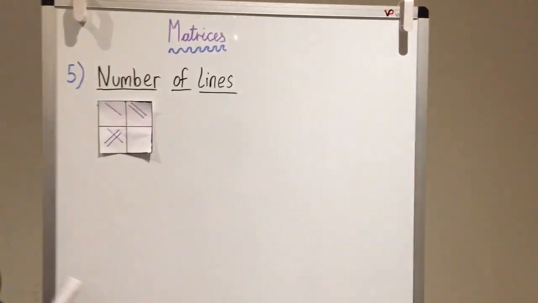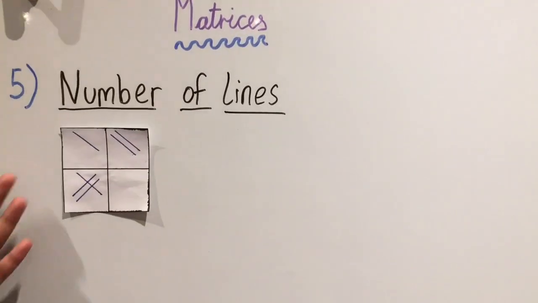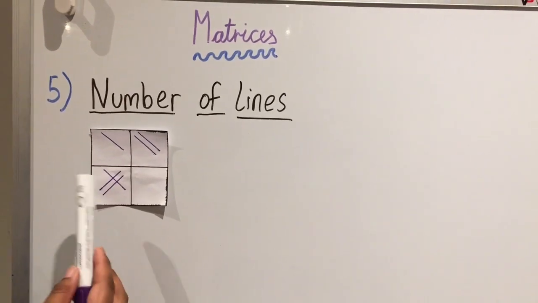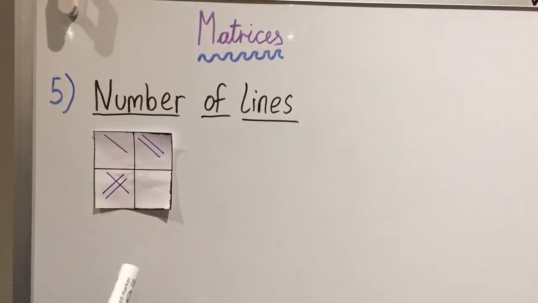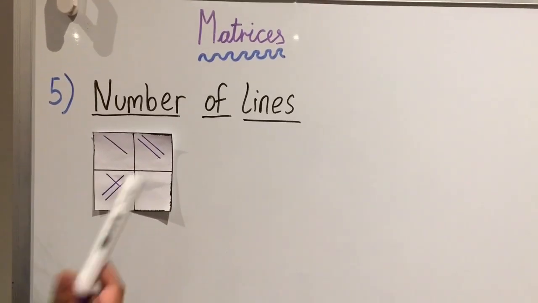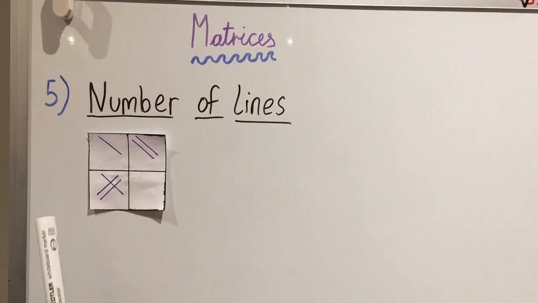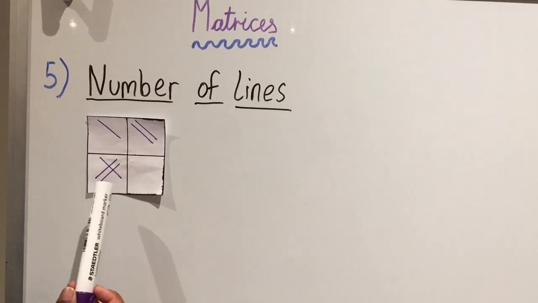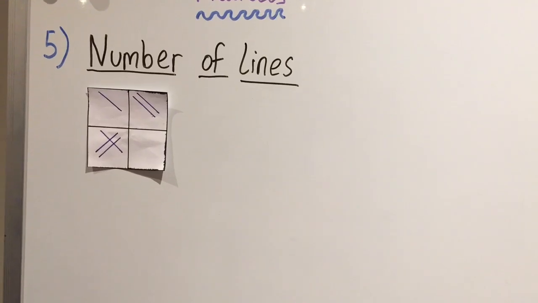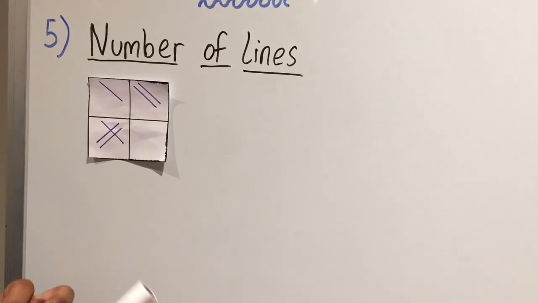The fifth one is number of lines. As you can see, we have to go from top left to top right. If you see that one line is adding to this one to become 2 lines. So we need to add 1 line to 3 lines to become 4. So our answer should look like this.